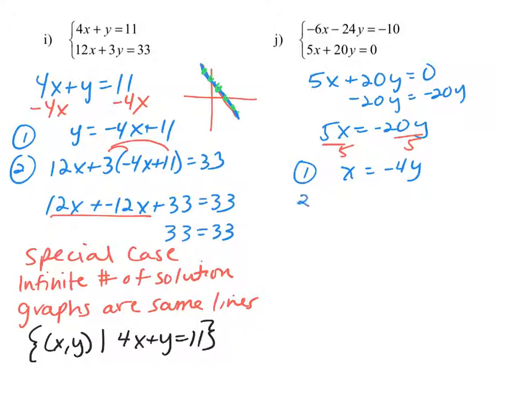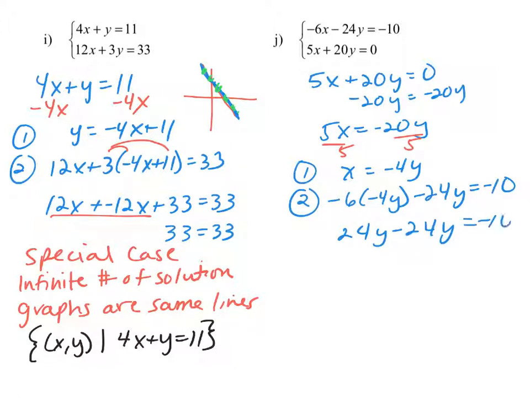Now I'm going to plug that into the other equation that we didn't use, the first one, negative 6x, or negative 6 times negative 4y, minus 24y is equal to negative 10. Let's simplify this equation, and we get 24y minus 24y equals negative 10. But notice what happens when we simplify the left side of the equation. 24y minus 24y is 0 on the left side, and on the right side we get negative 10. Now 0 does certainly not equal negative 10.